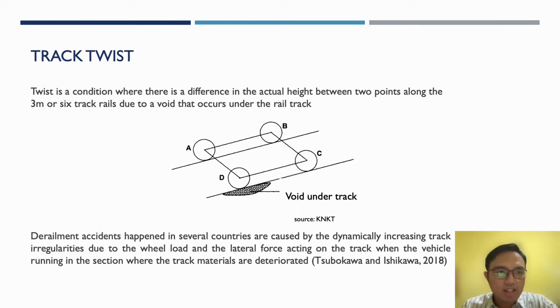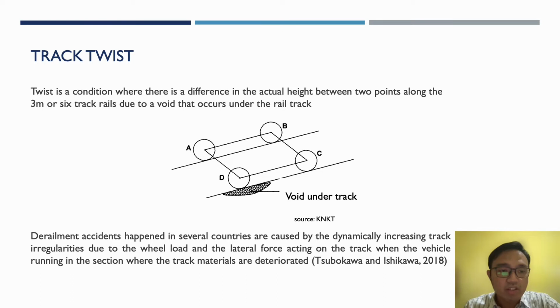And the next, we will discuss track twist. Twist is a condition where there is a difference in the actual height between 2 points along the 3 meters or 6 track rails due to a void that occurs under the rail track. As you can see in this figure, there is a void under the track. This is called track twist.